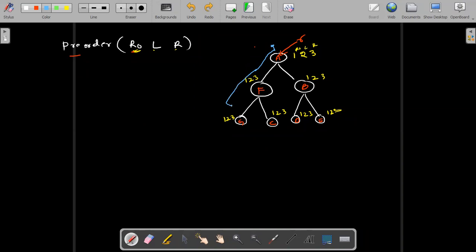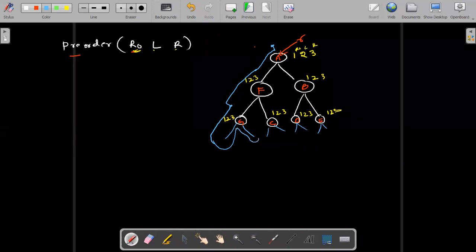So I came to G. G is also a root here. Again, I will print that one. Is there a left? No. That's why I will put some dummy things here like this. So no left. Again, visit this one. So left is over. After that, go to the right.